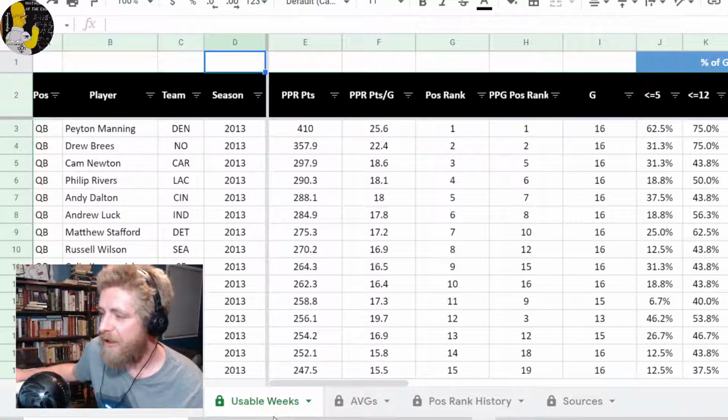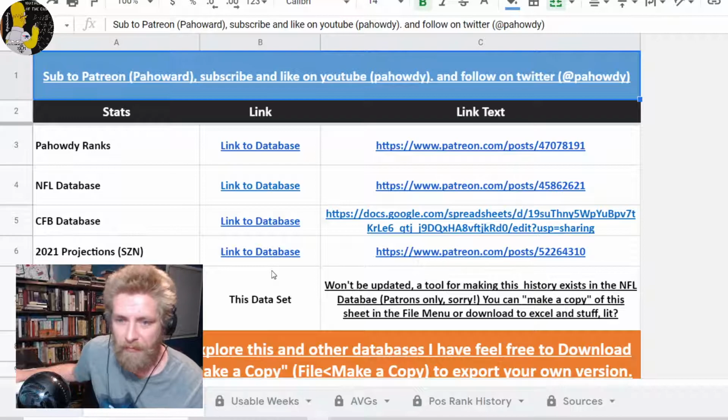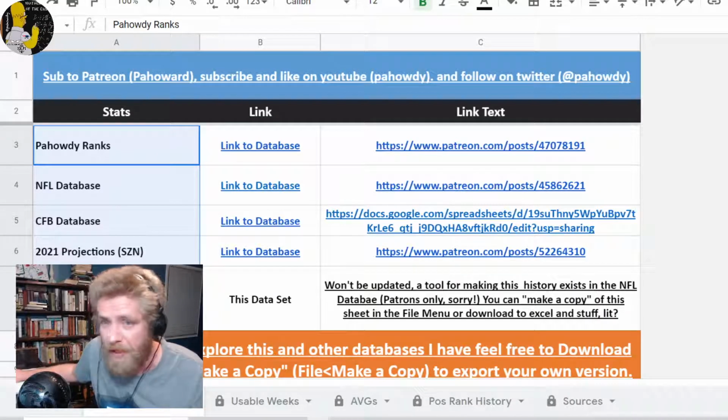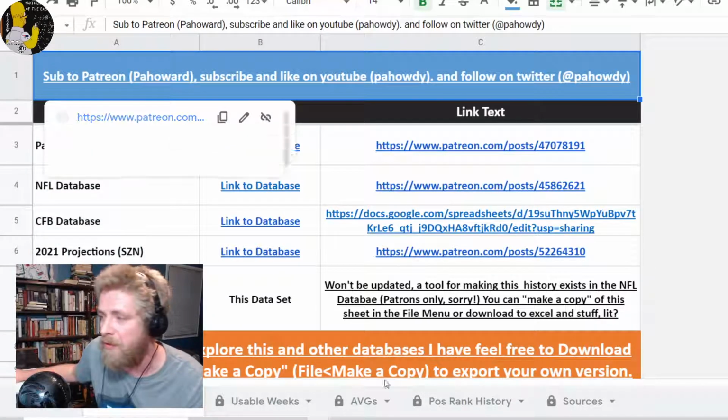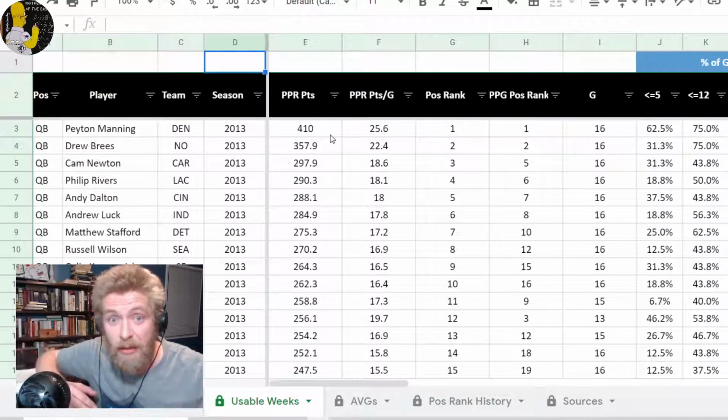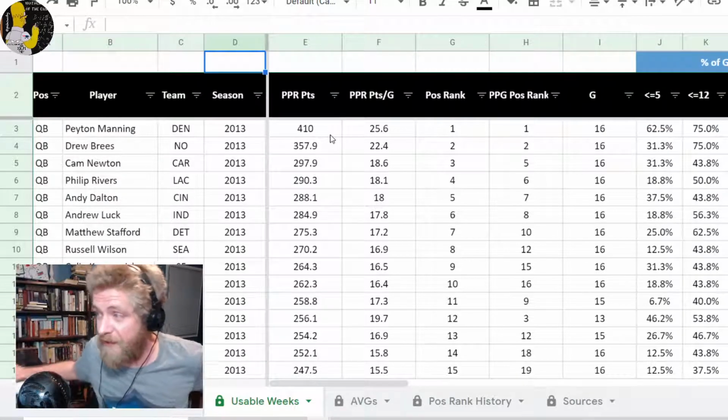Essentially in this, well, to start off with, I've just got my standard intro landing page, which just lists other databases you might want to go take a look at. Maybe, you never know, maybe sub somewhere, who knows, who cares. The second one is the usable weeks data. So this is the history of it, essentially.